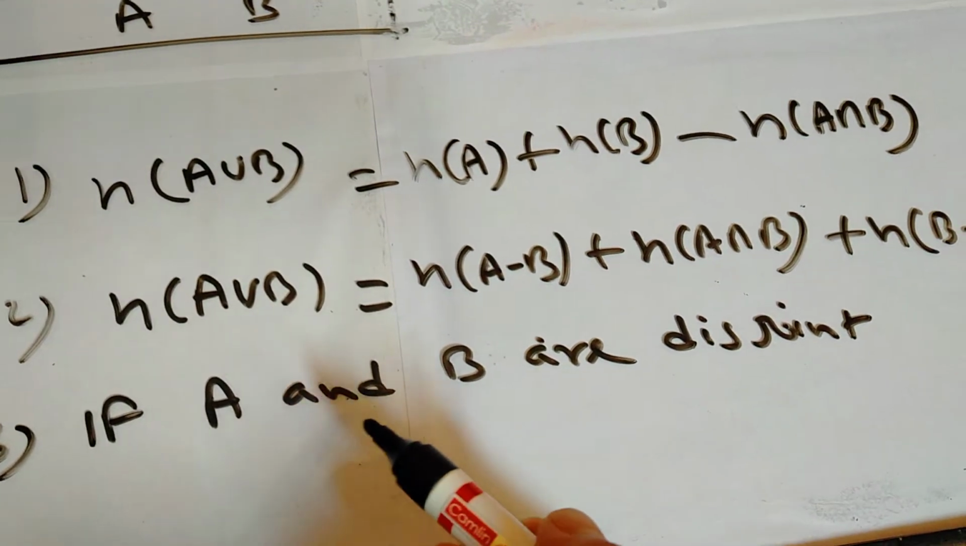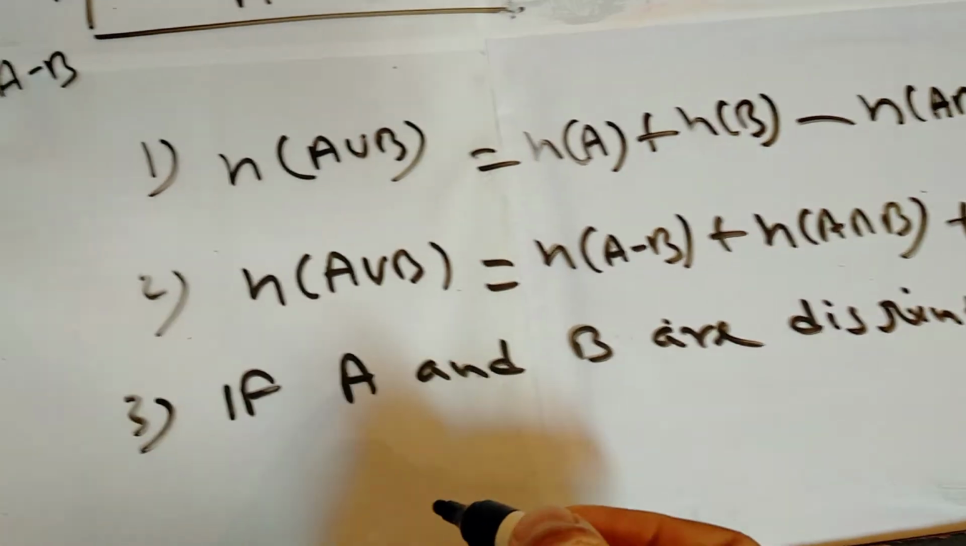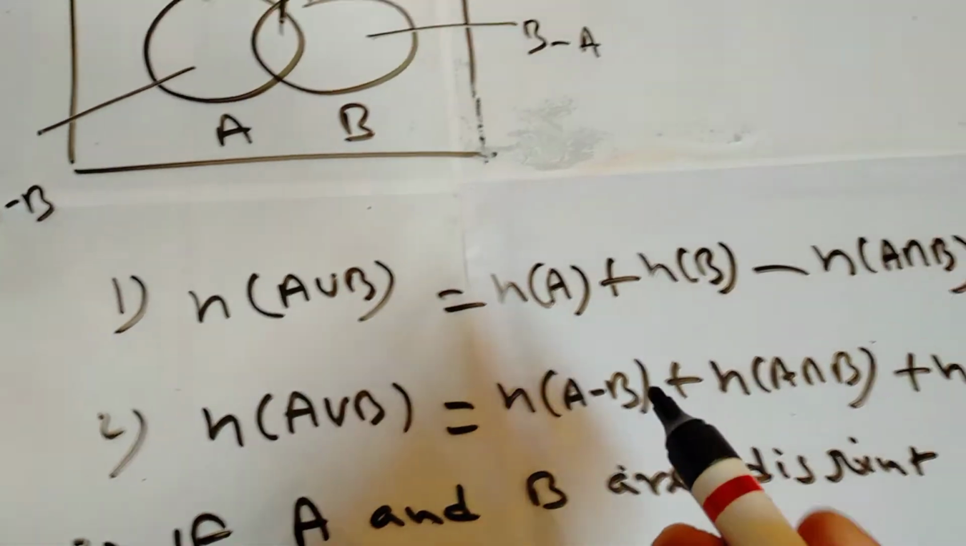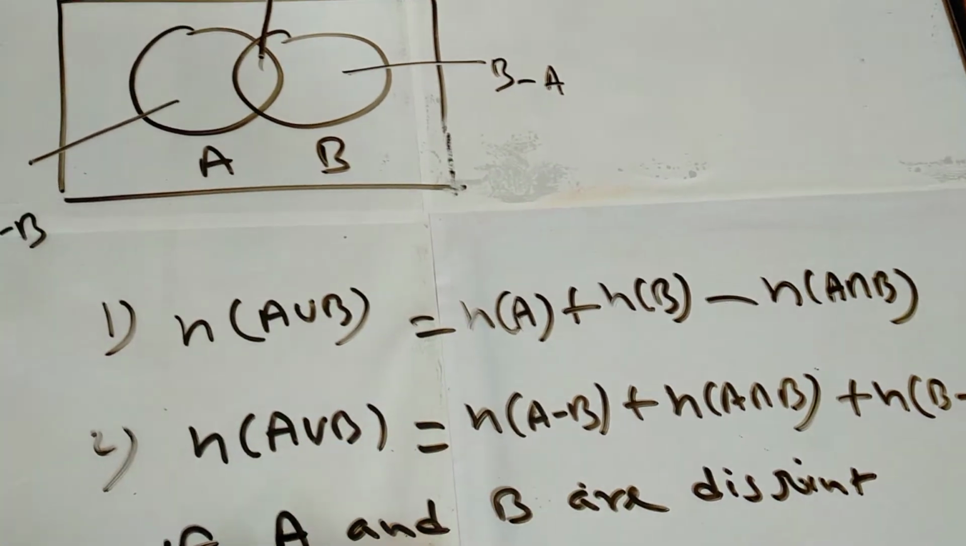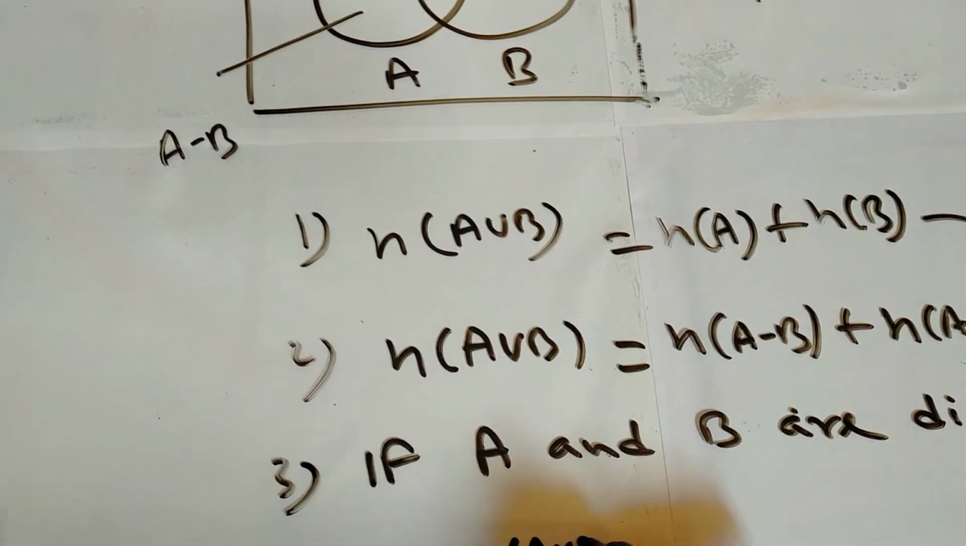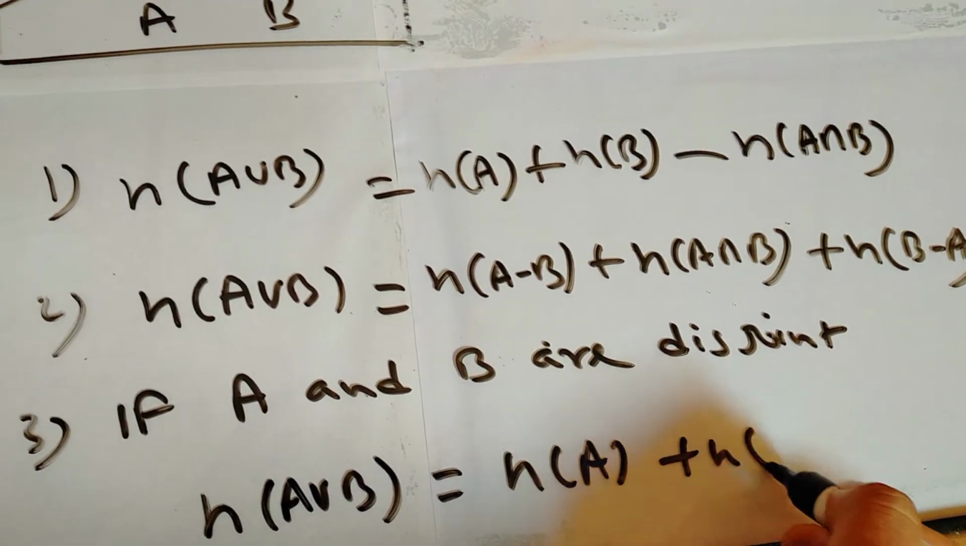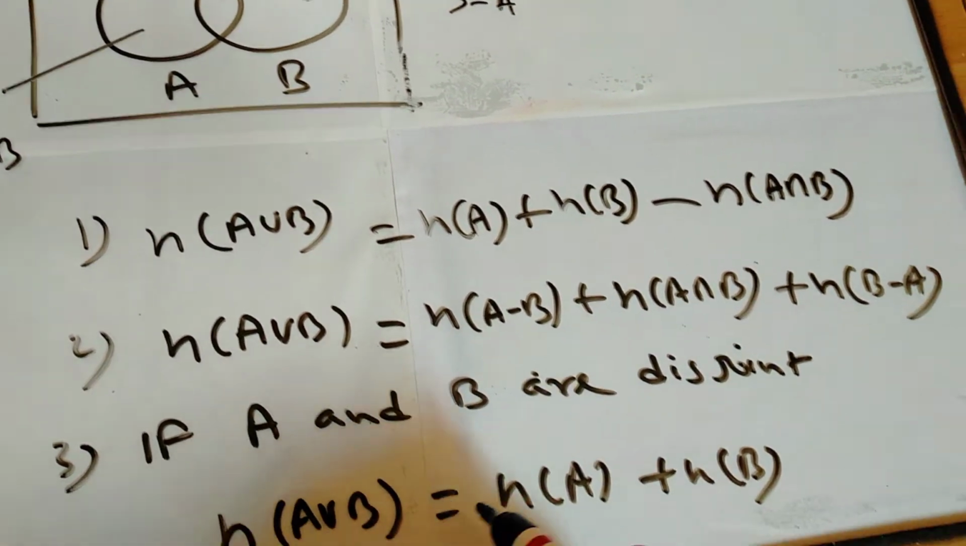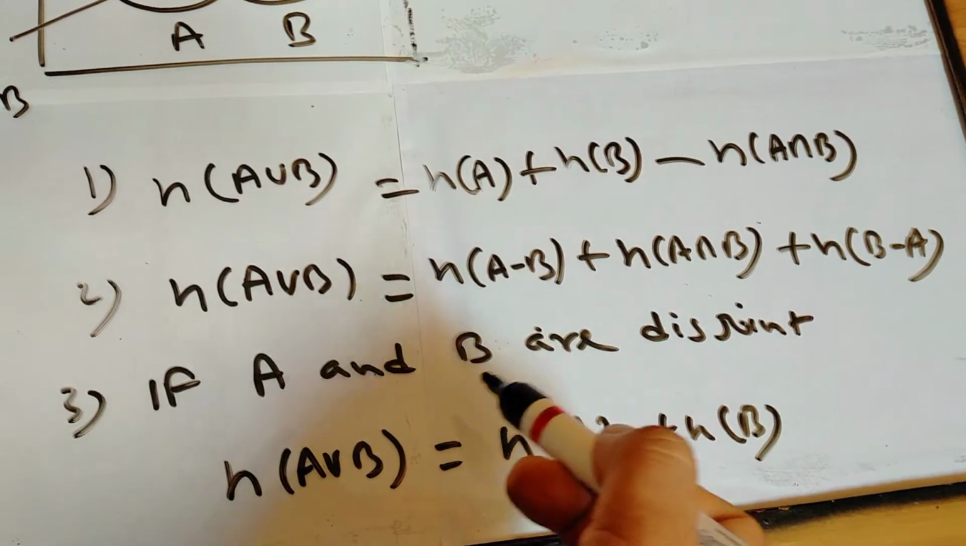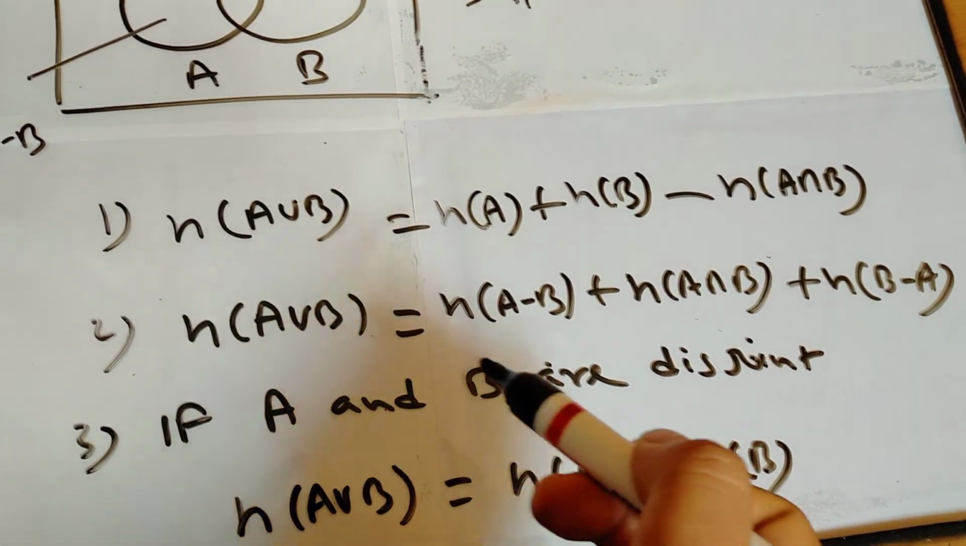Yesterday we discussed one more thing: if A and B are disjoint, what will happen? In that case the common portion will not be there. So therefore the number of elements in A union B can directly be written as the number of elements in A plus the number of elements in B. But it is possible only and only when A and B are disjoint sets, meaning there is nothing common between A and B.